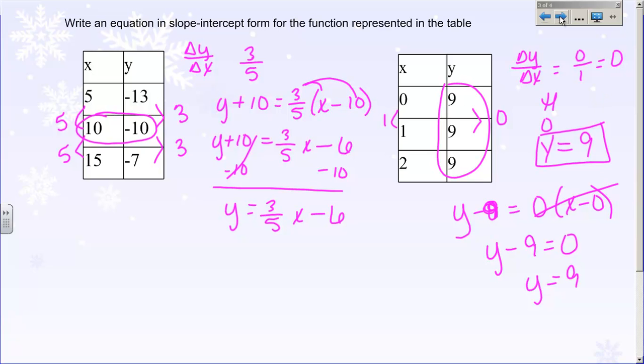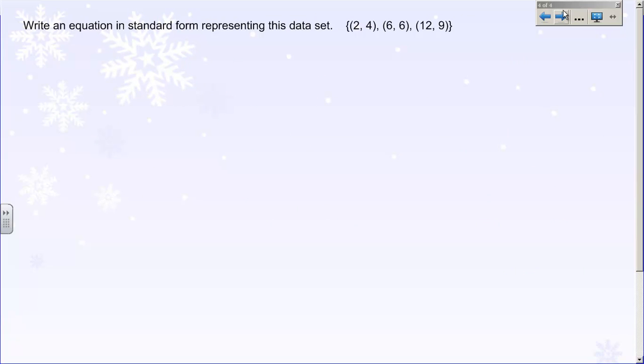One last example, okay, because this is not given as a table. You're asked to write an equation in standard form. We got to practice this, representing this data set. Well, it's not given to you in a table. So guess what? Step 1, we're going to make a table. X, Y. My first point is 2, 4. My second point is 6, 6. And my third point is 12, 9. Now I have a table. I can go find my slope and plug it in.